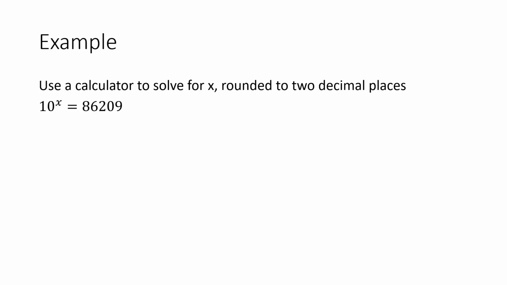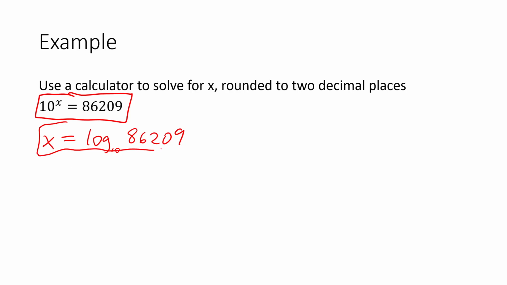Now, let's use a calculator, and we're going to solve for x rounded to 2 decimal places. We're saying 10 to the x is equal to 86,209. If I want to isolate the x, I can say that x is log base 10 of 86,209. Okay? And these two equations that you see in front of you are the flip side of the same coin. Those two equations literally mean exactly the same thing. So you need to be able to state it both ways.